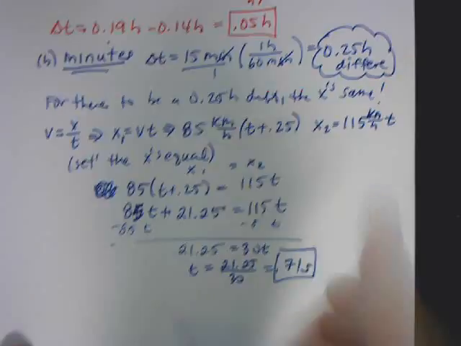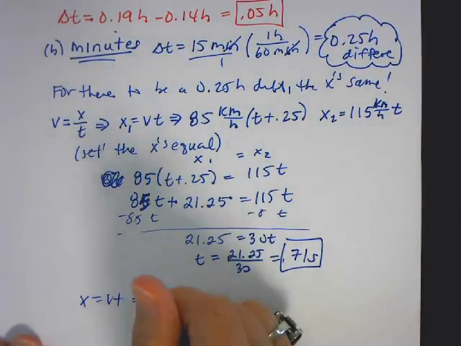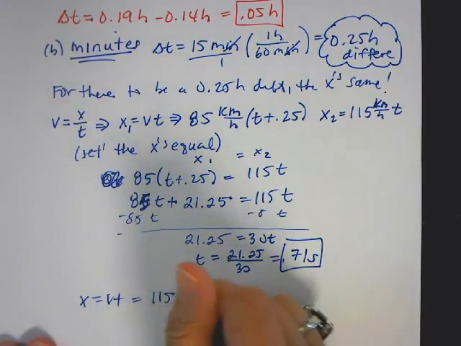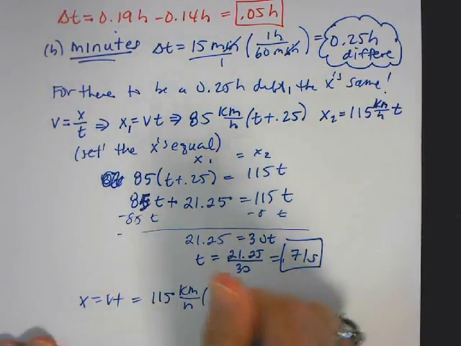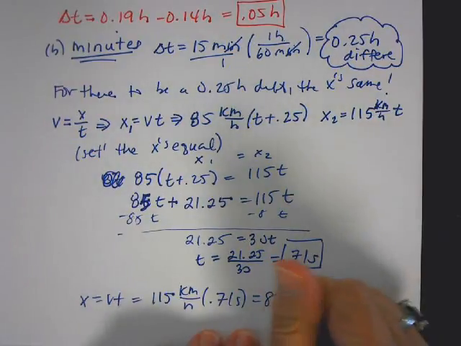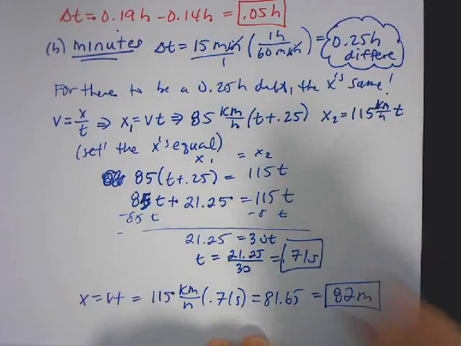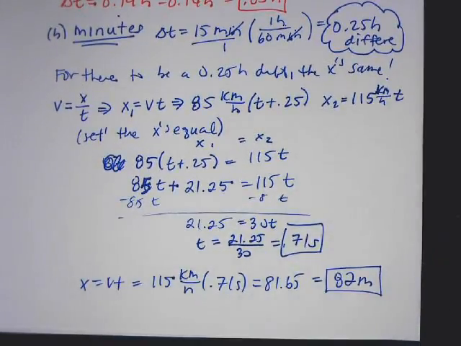So 115 kilometers per hour times 0.71 hours. And this comes out to be, finally, 115 times 0.71, 81.65. So I'll say it's 82 kilometers. So this had a bunch of steps because we have to find that point where the x's were equal. Okay, so there's no shortcuts. You can't do it in trial and error. You have to calculate that point.